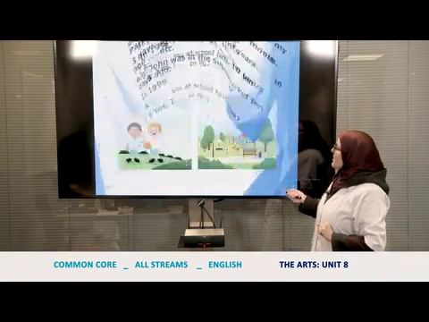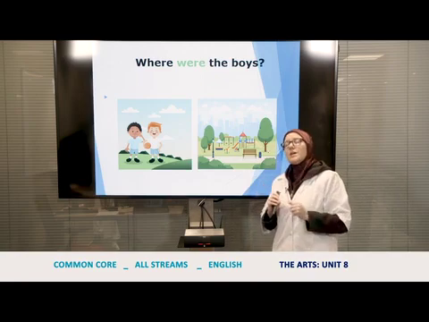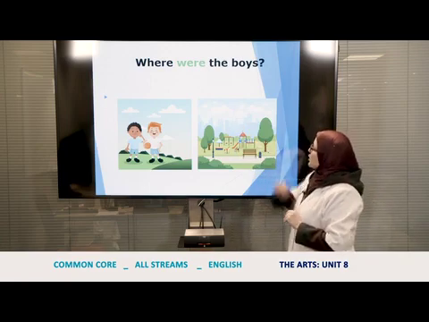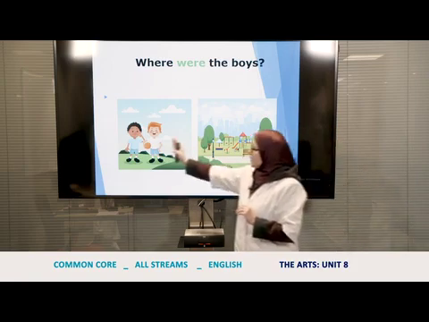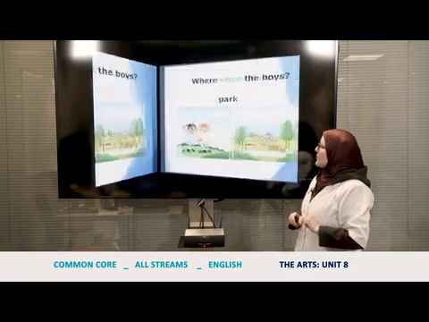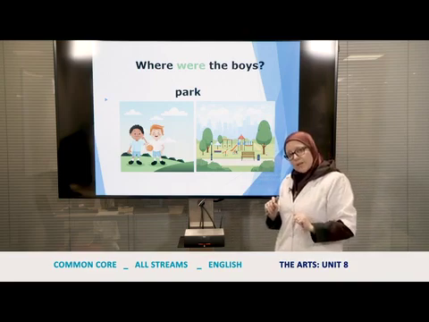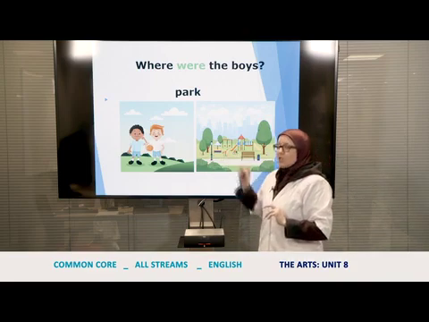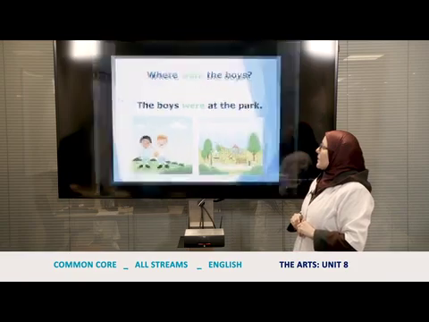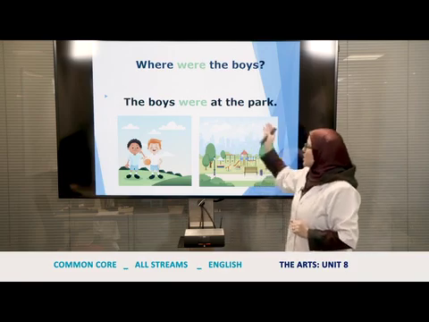So the next step, now this is like an exercise for you to check whether you understood the use of the verb to be in the past. So I'd like you to answer now this question. Where were the boys? So here are the boys and here is the place. Just to help you more with the place, I provided the word park. So this is a park. Now can you make a sentence using the verb to be and associating these two pictures? So the answer, the boys were at the park.